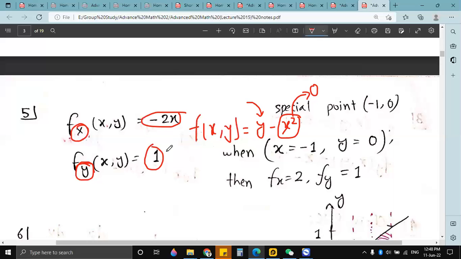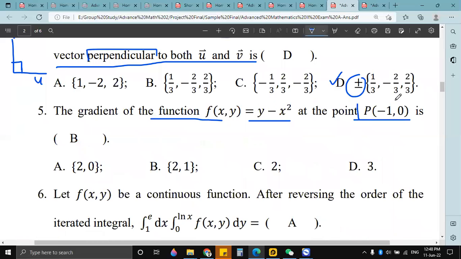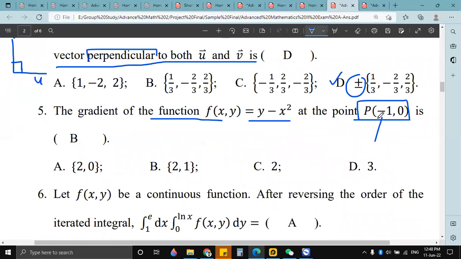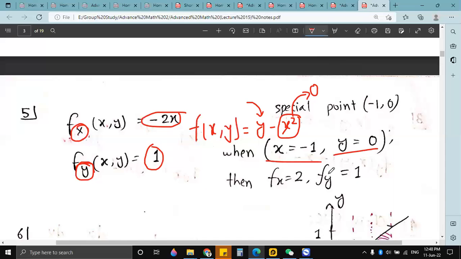And then our point, so what is our special point? Our point is minus 1, 0, right? So when x equals minus 1, then y equals 0. We just substitute the value here, x equals minus 1. So minus 1 times minus 2 is 2. And for the partial derivative with respect to y, we have just 1 here. So I can just write down 1.